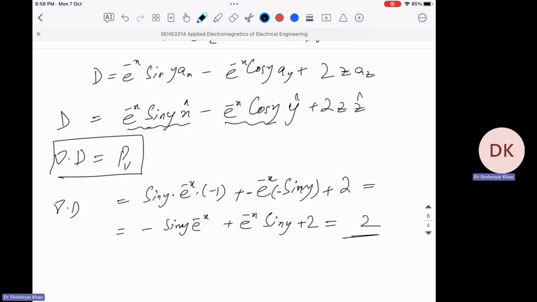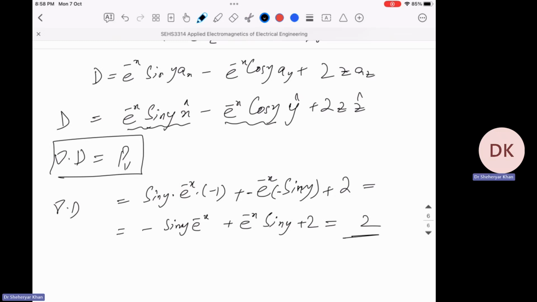Okay, so this one we have already done. Maxwell's first equation is del dot D is equal to charge density. And also you can write the integral of D dot ds equals the charge. Okay, there are two statements.